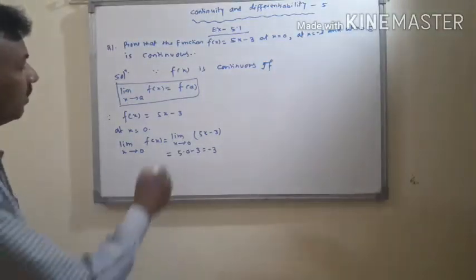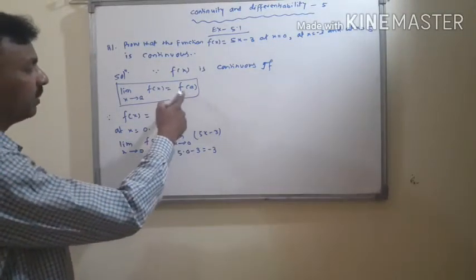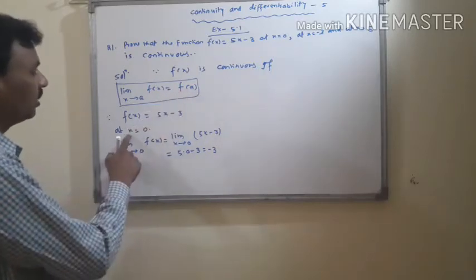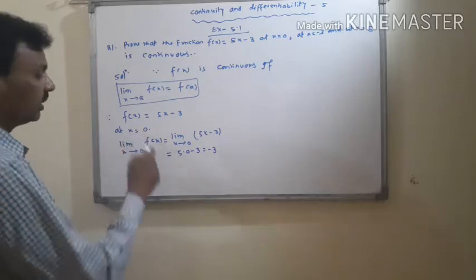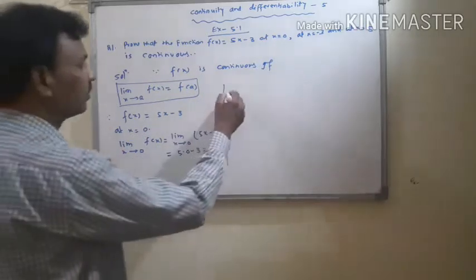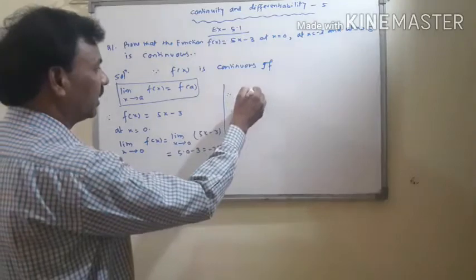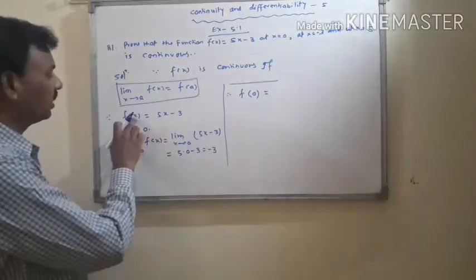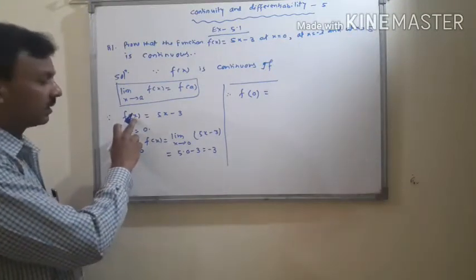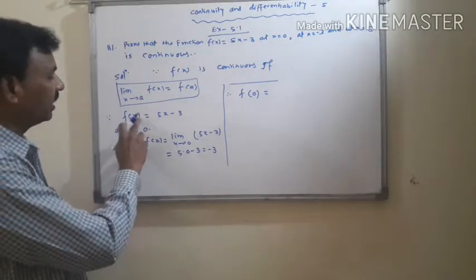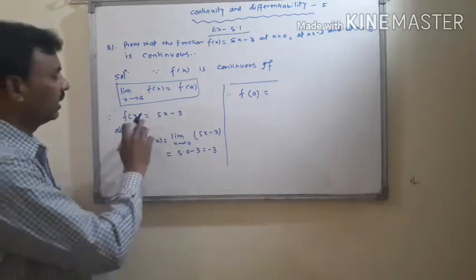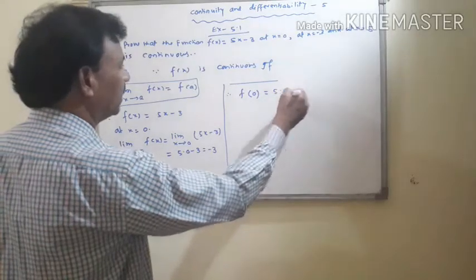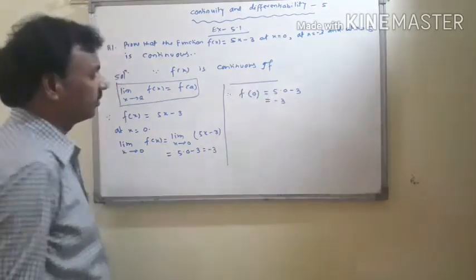Now we will take the right side, that means we will find the value of f of a where a equal to 0, that means x equal to 0. Therefore f of 0 equal to, since if we put the value x equal to 0 in the place of x, then we can find the value. Then f of 0 equal to 5 into 0 minus 3 equal to minus 3.